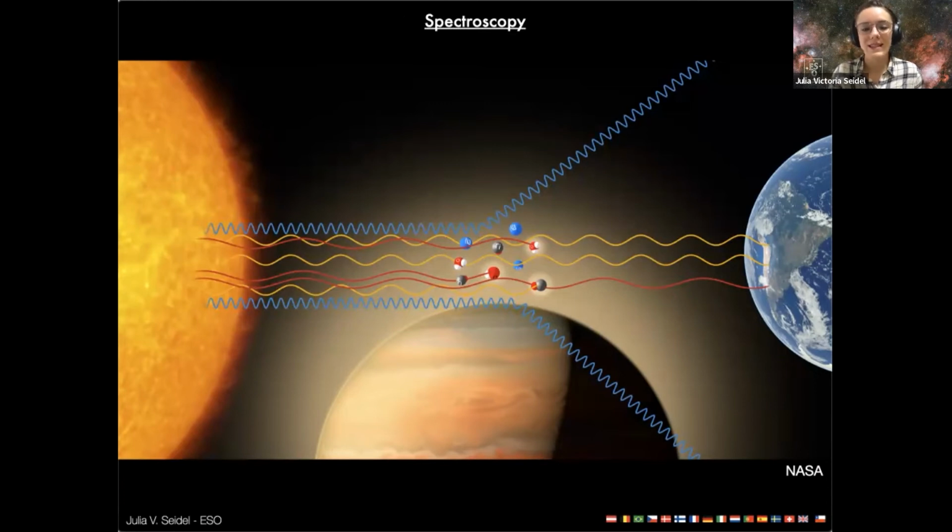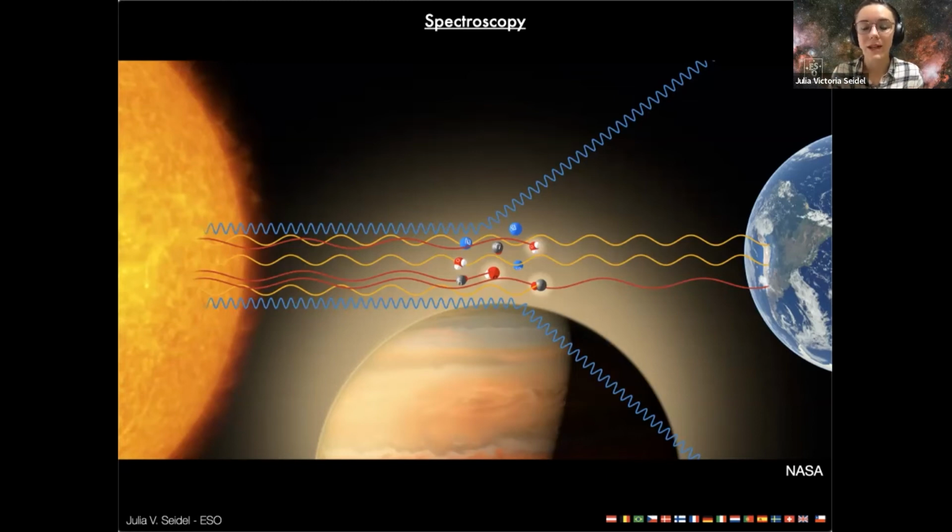Because what happens is that the light interacts with the particles that are in the atmosphere, and they do what they do in our atmosphere as well. The blue light gets scattered, the red light gets absorbed not as easily, and we have everything in between.